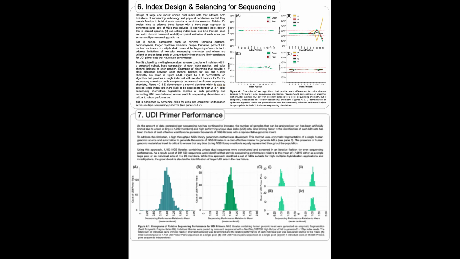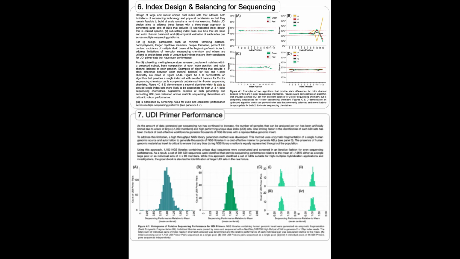Now, to address subsetting, we take into account melting temperature, reverse complement matches within a proposed subset, base composition at each index, and also check on color channel balance at each position. In our figures here, we have examples of the algorithms that provide a stark difference between color channel balance for 2 and 4 color chemistries that we can see in figures A through D.